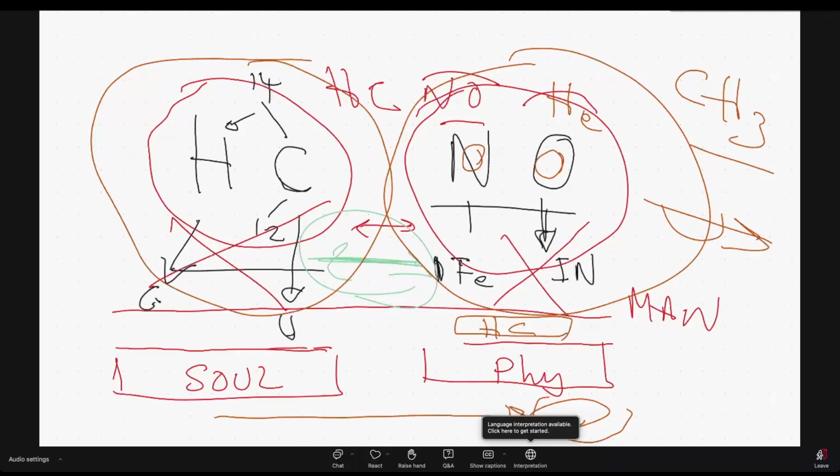Now we understand the process of creation, and now we understand the process of understanding the process of creation. And we understand how the things have been.